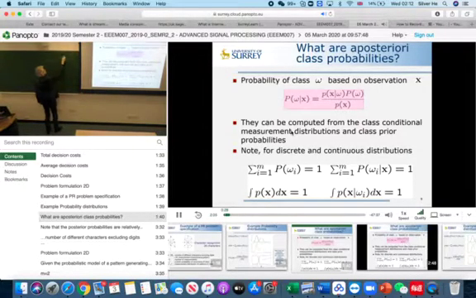So this is our prior. This is then the class conditional probability, and then this is the posterior probability. So if we want to find the maximum of this over different omegas, the x is all the same, so we just need to find the maximum over this term here.